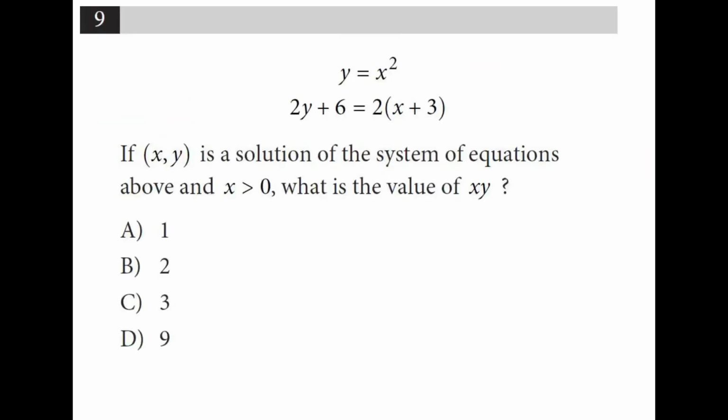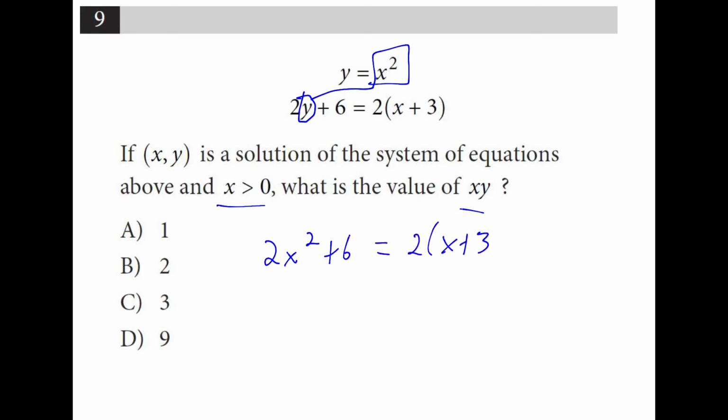If xy is a solution to the system of equations above and x is bigger than 0, what's the value of x and y multiplied together? So if I use substitution and replace y with what it's equal to, x squared, I have 2x squared plus 6 is equal to 2 times x plus 3. Or 2x squared plus 6 is equal to 2x plus 6.